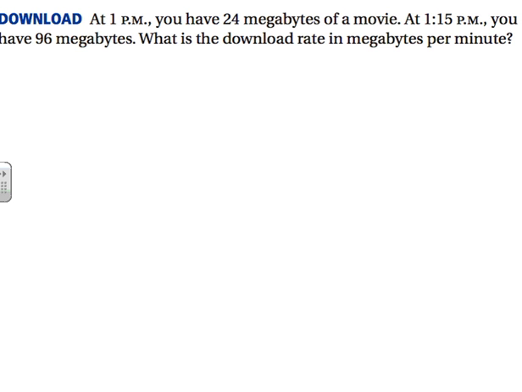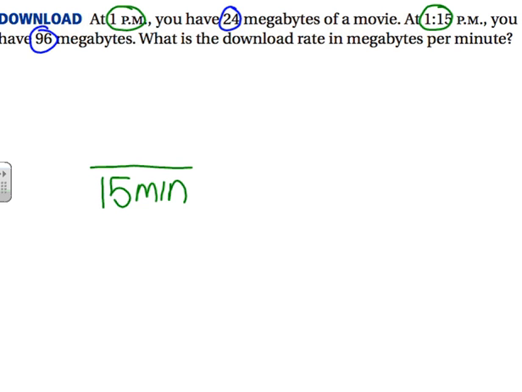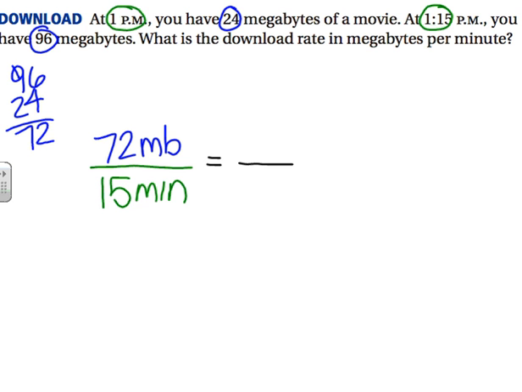Okay, I'm going to look at my time difference. So I'm going to go from 1 o'clock to 1:15. So that's a change of 15 minutes. Okay, and in those 15 minutes, I went from 24 to 96. So if I just subtract that to find out how many megabytes I downloaded, so that would be 72 megabytes in 15 minutes.